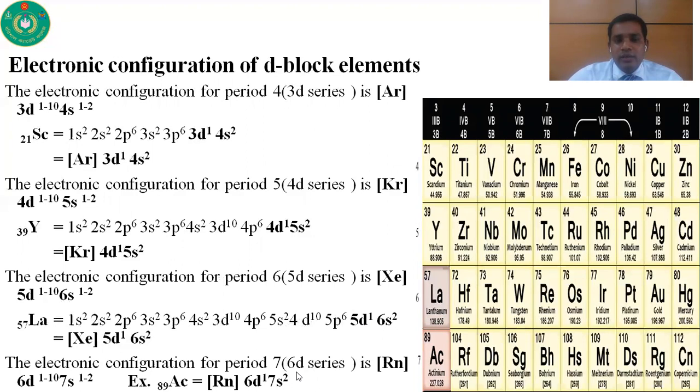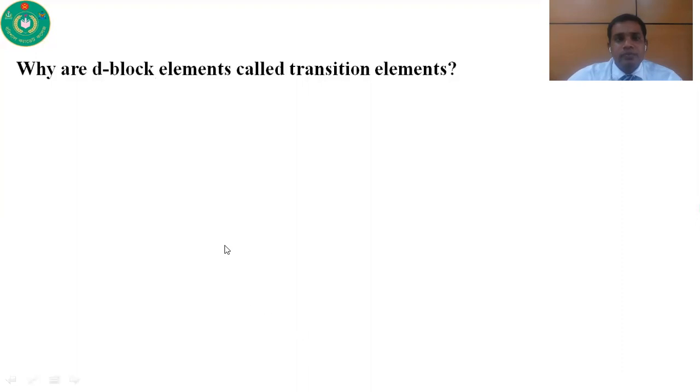And the last one is the 6d series. It belongs to period 7 and its electronic configuration is radon 6d1 to 10 and 7s1 to 2. And here is an example, actinium. Its atomic number is 89, so its electronic configuration is radon 6d1 7s2.